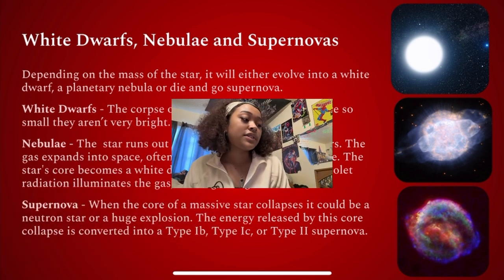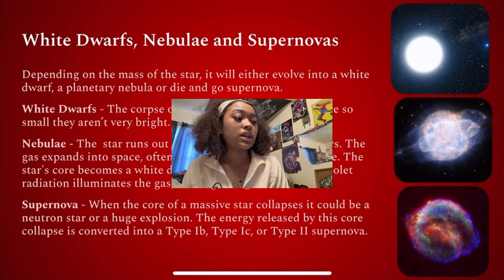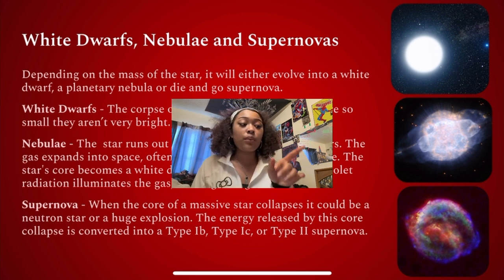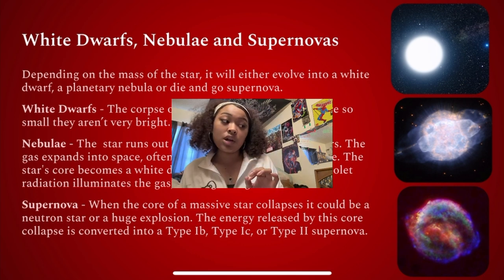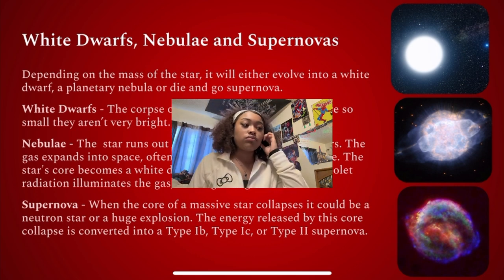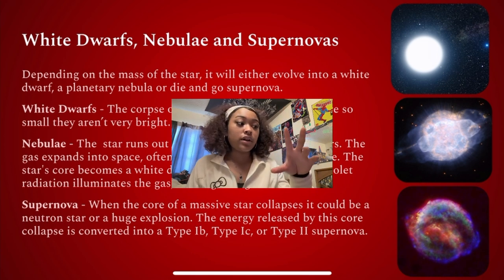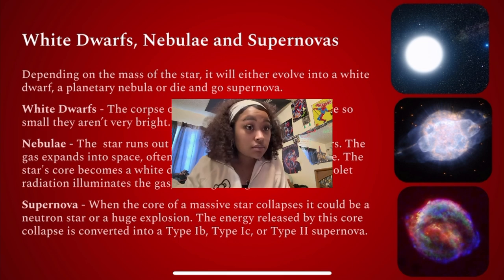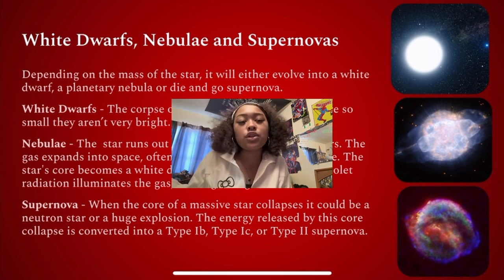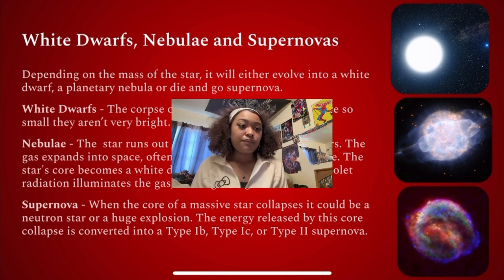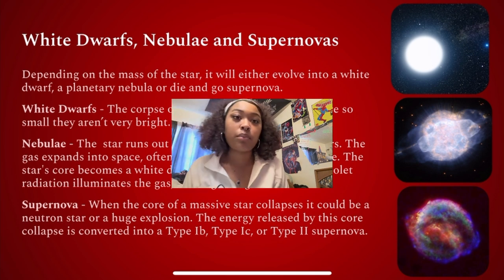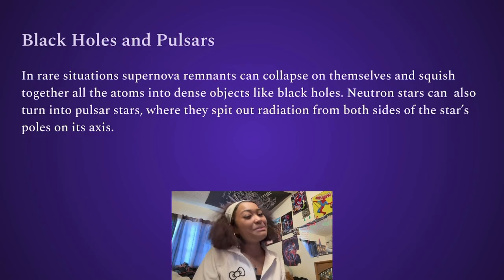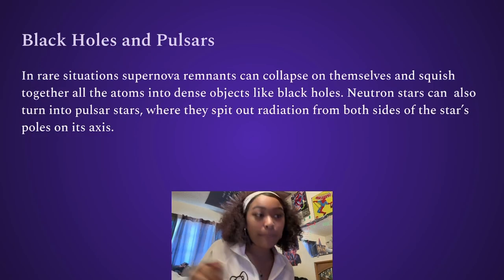And a supernova. When the core of a massive star collapses, it could become a neutron star or a huge explosion. The energy released by this core collapse is converted into a type 1b, type 1c, or type 2 supernova. So those are a bunch of different supernovae. Type 2s usually have pulsar stars, which are neutron stars, just with a bunch of radiation being vomited out by their poles on their axis. Anyways, speaking of that, let's talk about black holes and pulsars.